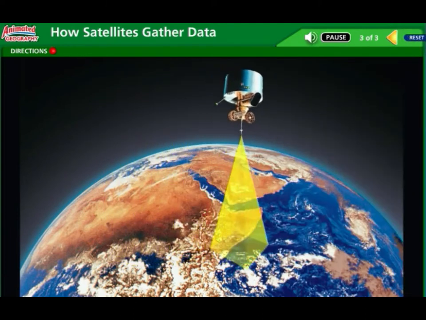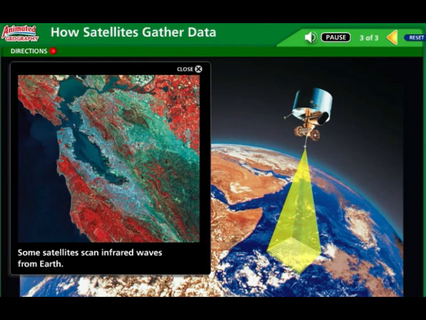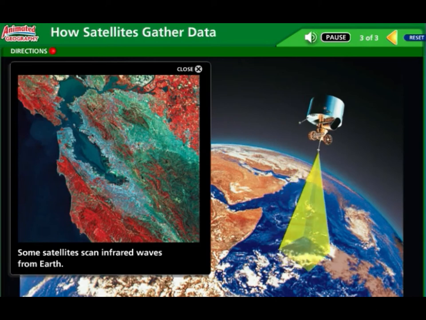Some satellites scan infrared waves from Earth. These images help archaeologists locate sites for future digs. They also help historians learn how past humans changed their environments and where natural disasters took place.